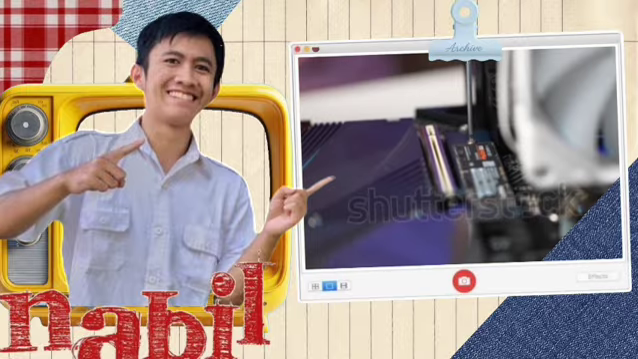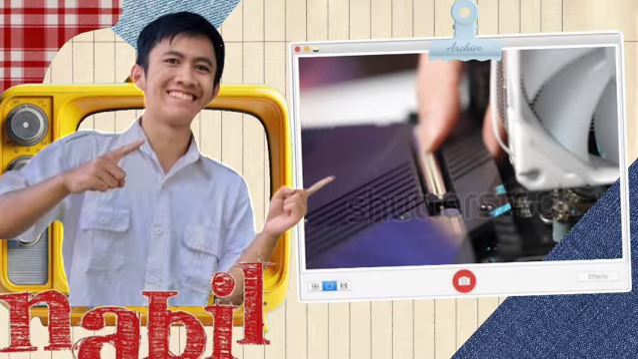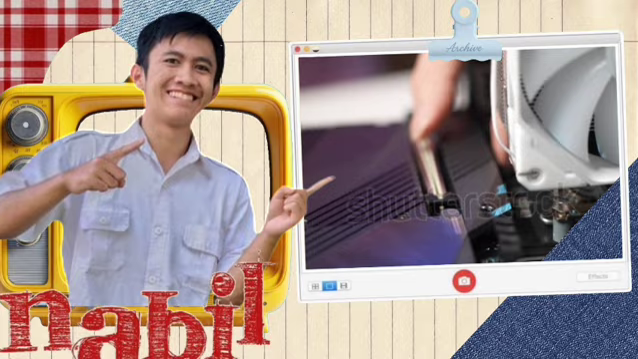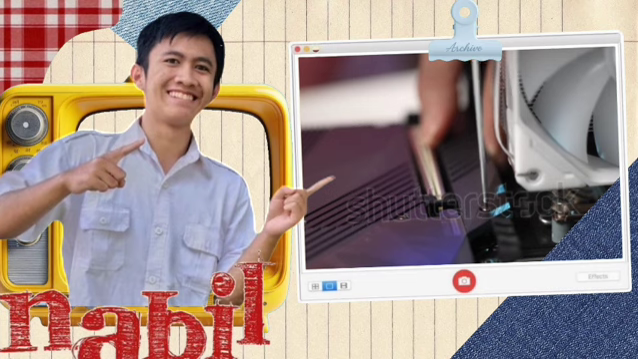Step 5. Installing the M.2 SSD. Locate the M.2 slot on the motherboard. Insert your SSD at a 30-degree angle. Then press it flat and secure it with the tiny screw provided. This drive will hold your operating system. It's extremely fast and compact.